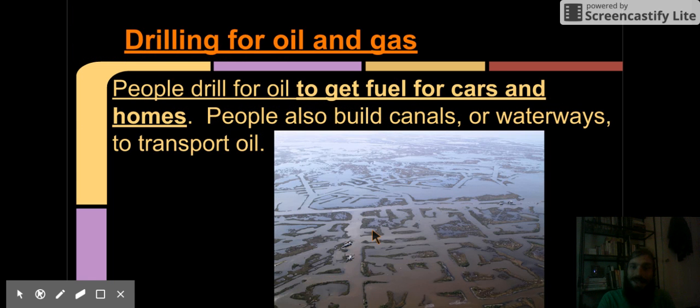Drilling for oil and gas. That's another way that people change the environment. So people drill for oil to get fuel for cars and homes. That's what oil and gas is used for. Now, people also build canals or waterways to transport the oil. So we'll see maybe there's an oil rig here drilling oil, but the people don't come out there to get the oil. They have to take the oil to a gas station, to a refinery to clean it up and make it usable energy. Okay, so then they cut these paths through the swamp that they can then take it to the store, gas station, refinery, wherever they need to take it, where they can sell it.